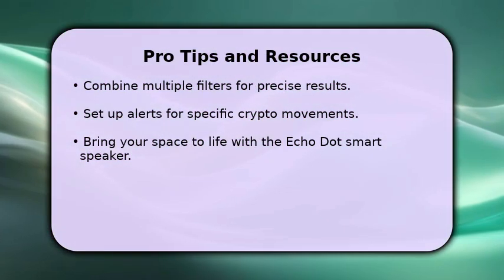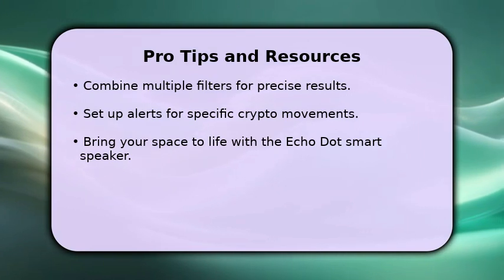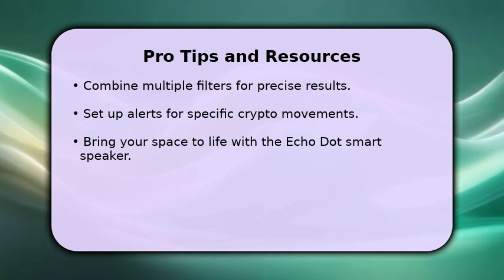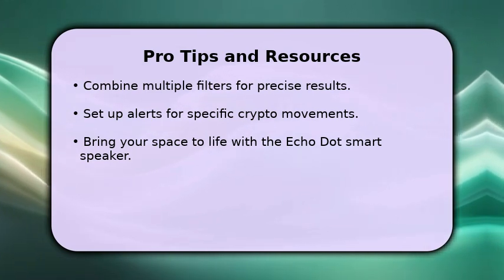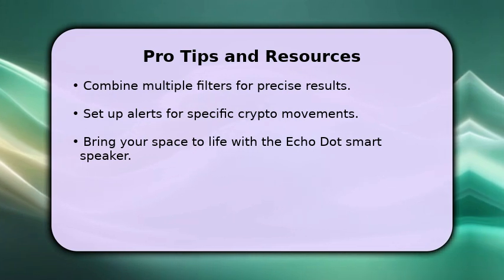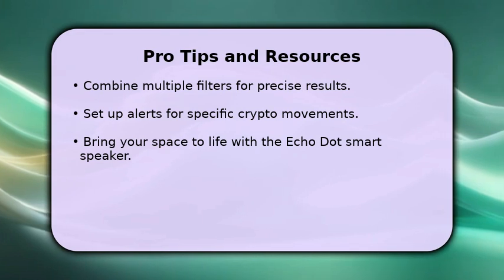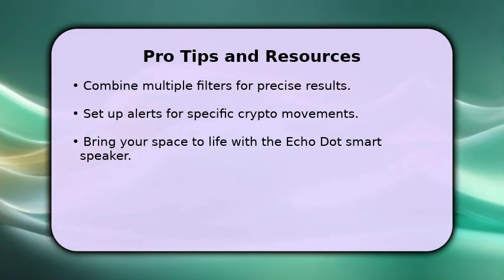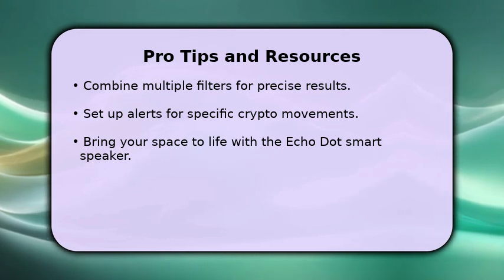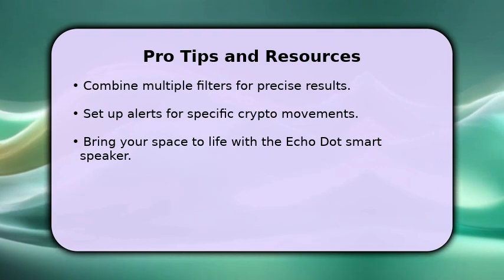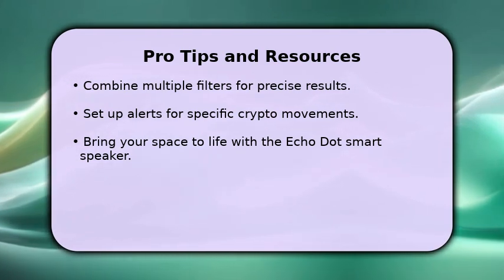For advanced users, consider combining multiple filters to create highly specific screening criteria, like finding coins with a market cap between $100 million and $1 billion, showing a 24-hour volume over $50 million and an RSI below 30. You can also set up alerts directly from the screener to notify you when a cryptocurrency meets your predefined conditions, ensuring you never miss a potential trade.